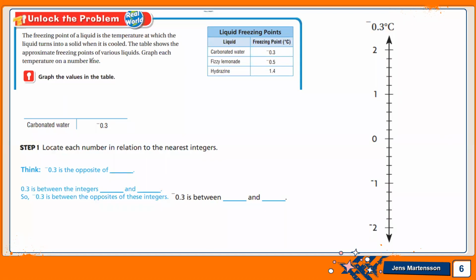So the freezing point of a liquid is the temperature where the liquid turns to solid. The table shows the approximate freezing points of various liquids. Like the carbonated water, the freezing point is at negative 0.3, the fizzy lemonade at negative 0.5, and the hydrazine at 1.4. I ask you now to graph the values in the table. Let's start now with the carbonated water, negative 0.3.